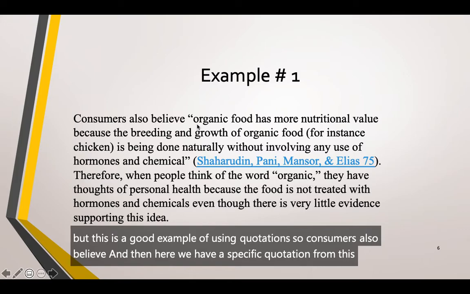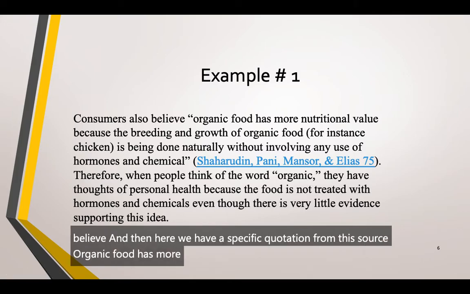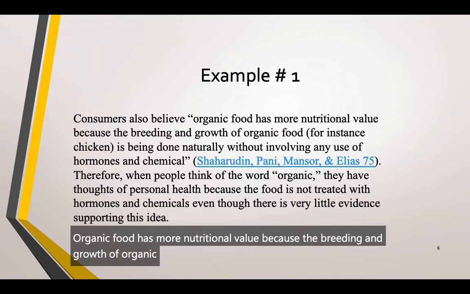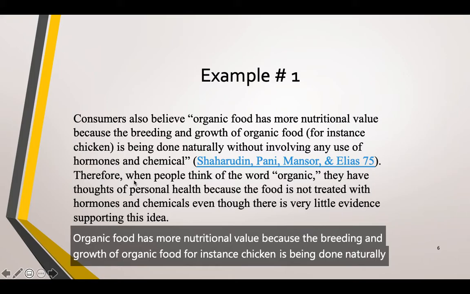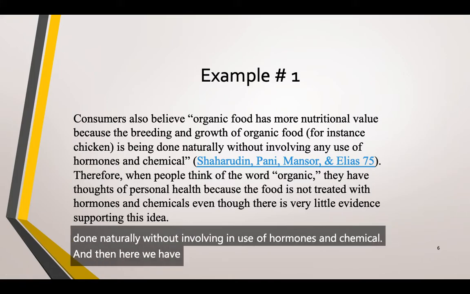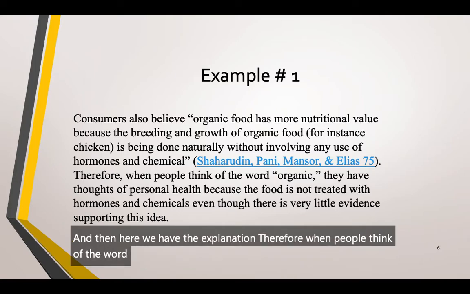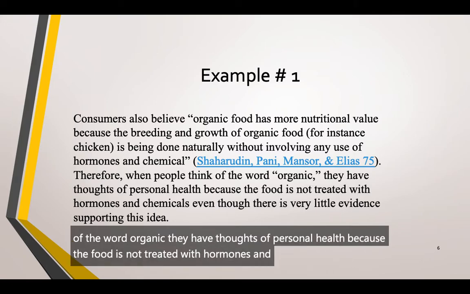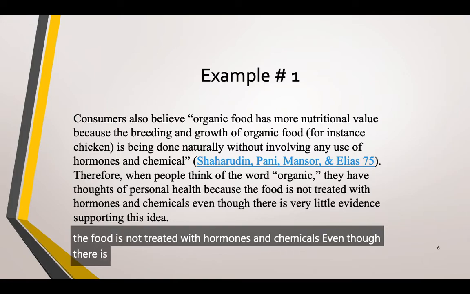Organic food has more nutritional value because the breeding and growth of organic food, for instance chicken, is being done naturally without involving any use of hormones and chemicals. And then here we have the explanation. Therefore, when people think of the word organic, they have thoughts of personal health because the food is not treated with hormones and chemicals, even though there is very little evidence supporting this idea.